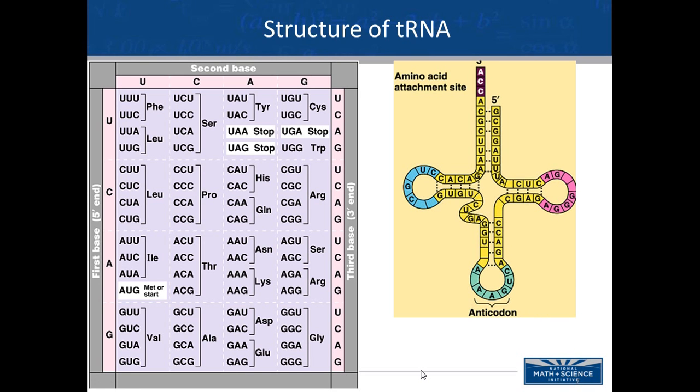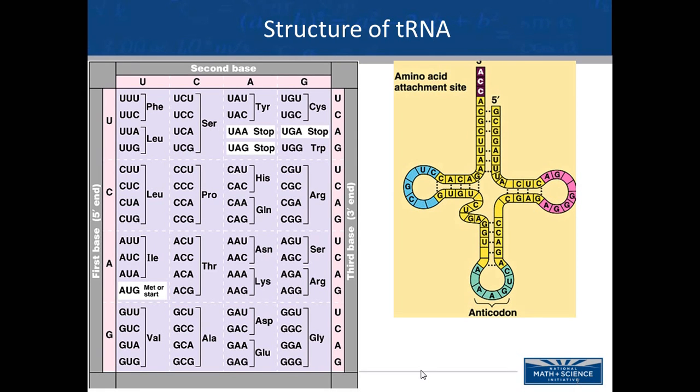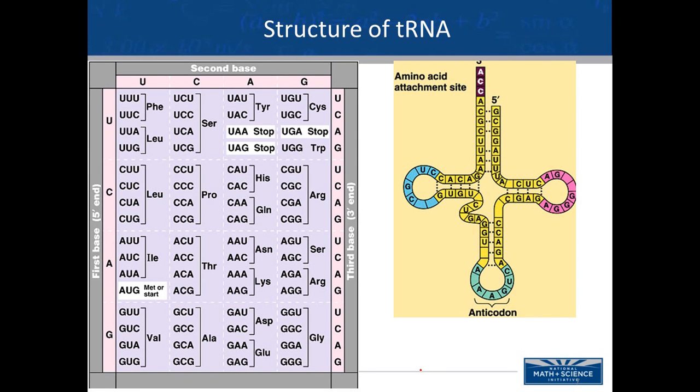Alright, so here's an example of the wobble effect. UCA and UCG code for serine. However, the U will base pair with either an A or a G, so the transfer RNA will still bring the amino acid serine. So in this case, there's only one transfer RNA for both of those codons, and it still will bring serine to the correct place.